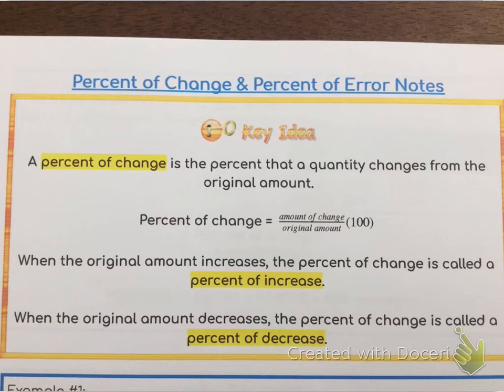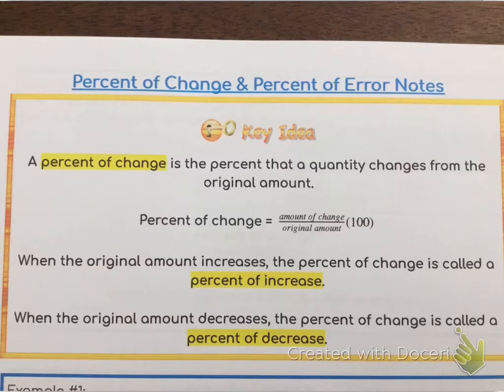Okay, the first thing we're going to talk about is percent of change. The percent of change is the percent that a quantity changes from the original amount. We've been talking about percents, and we've been finding different percents. We've been finding sale, discount, markup, tax. We've been just finding percents of a number, or using part over whole or is over of, and all percents were out of 100.